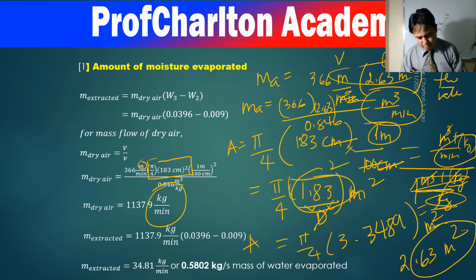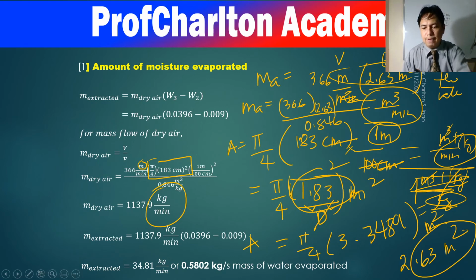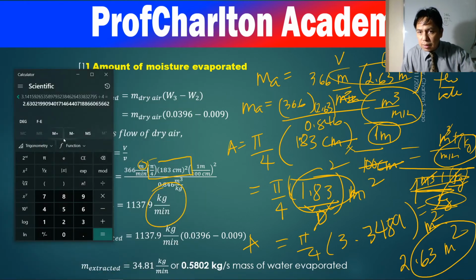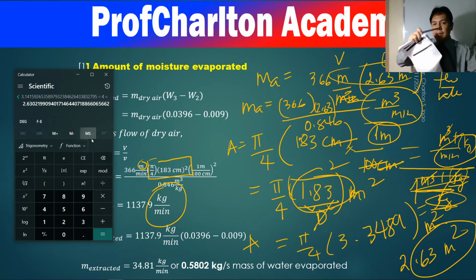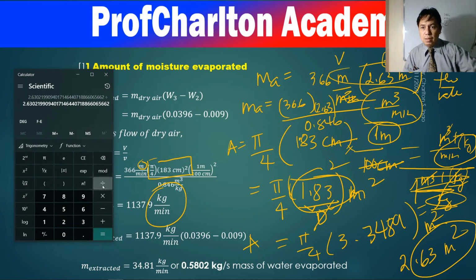Let me write it down on the paper, because our digital pad may reset and we will lose everything. So here, what do we have? 366 times 2.63 divided by 0.846. Okay, so we will input that in the calculator that we have here. Is this our volume flow rate? If this is the volume flow rate, all we have to do is divide this with 0.846, if we are right.